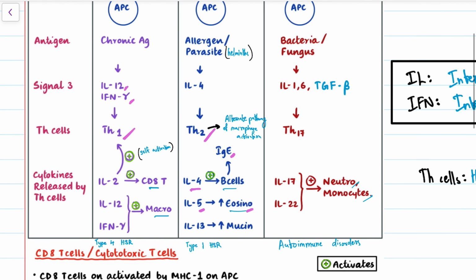Then this helper T cell releases certain cytokines. Those are interleukin 2, interleukin 12 and interferon gamma. So this interleukin 2 activates the CD8 positive T cells, otherwise known as the cytotoxic T cells. And from the previous we know that this interleukin 12 actually activates the Th1 cell, right? So we can see that this interleukin 12 and interleukin 2 cause self activation. This is an important point.